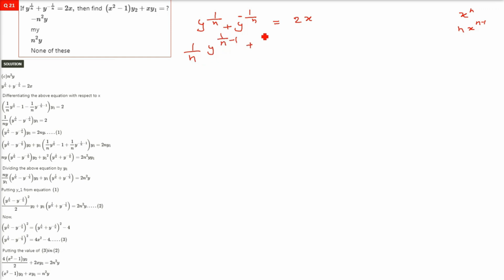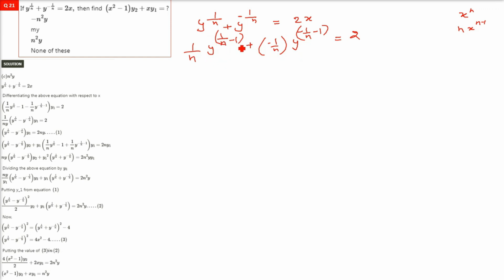Then you have this negative 1 by n coming in front, y to the power minus 1 by n minus 1, these two. Differentiation of 2x will be 2. So what are we going to get here? Can we make it simpler? Because we have to keep an eye on what is being expected also. x square minus 1 into y2 plus x y1, this is being asked.